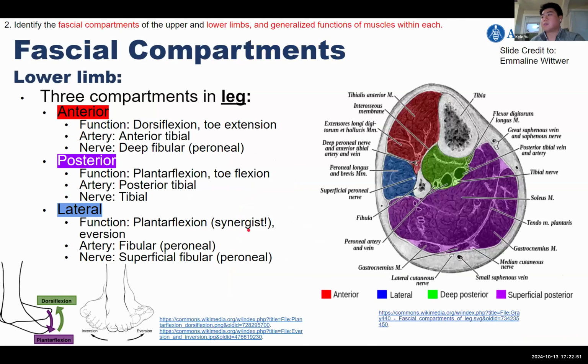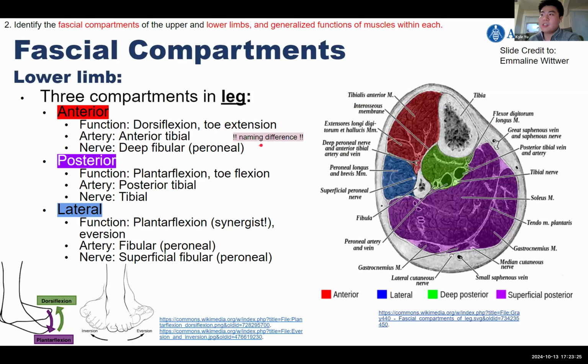All right. The last region we're going to talk about is the leg. The leg is anything below the knee. We have three main compartments in the leg as well. First we have the anterior compartment, which is in red over here. This is responsible for dorsiflexion and toe extension. On the bottom left, we have a diagram. Dorsiflexion is angling your foot upwards at the ankle. This is supplied by the anterior tibial artery and the deep fibular nerve.